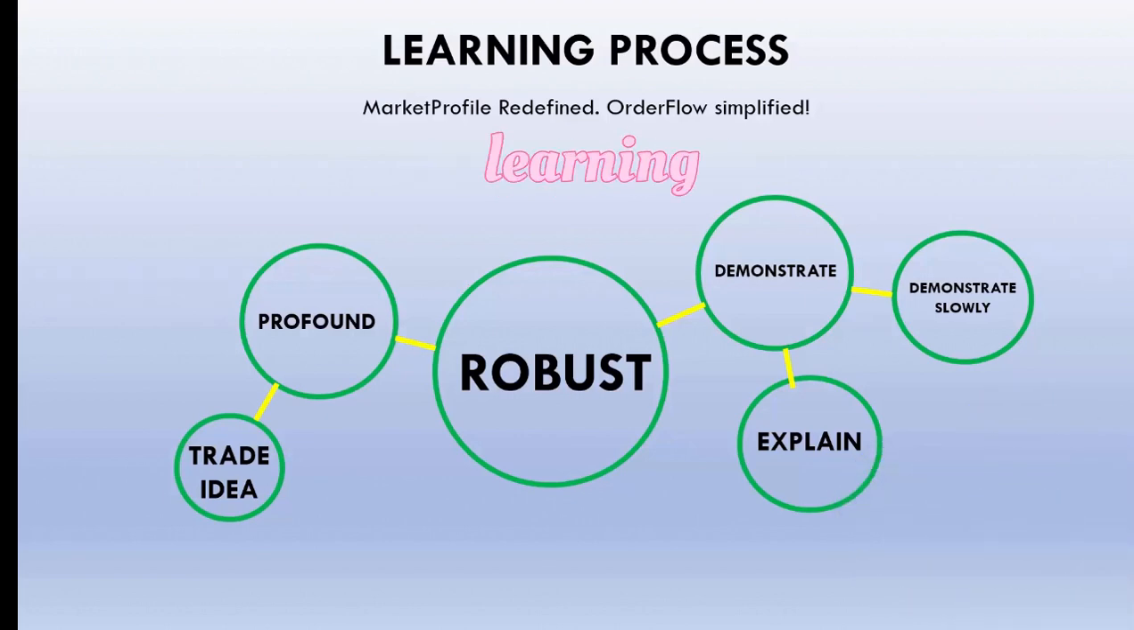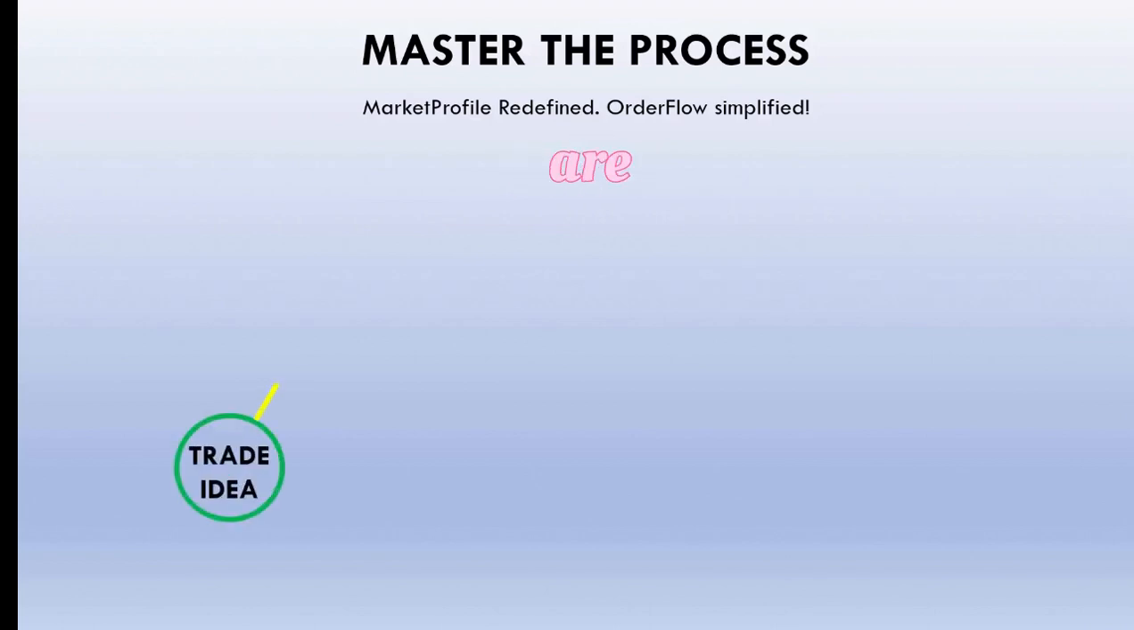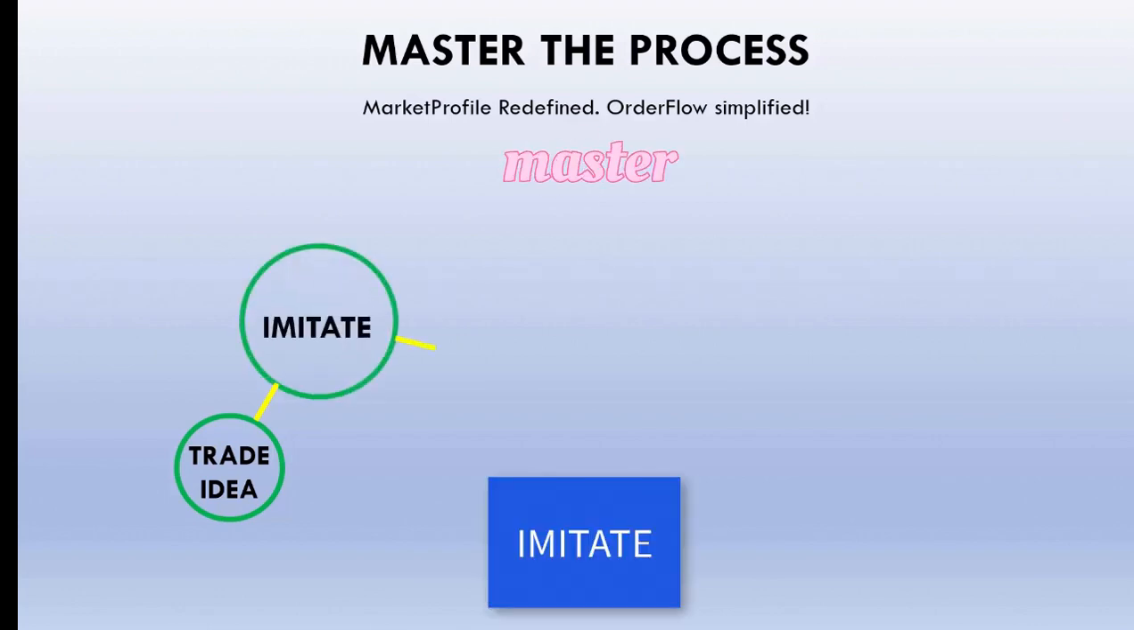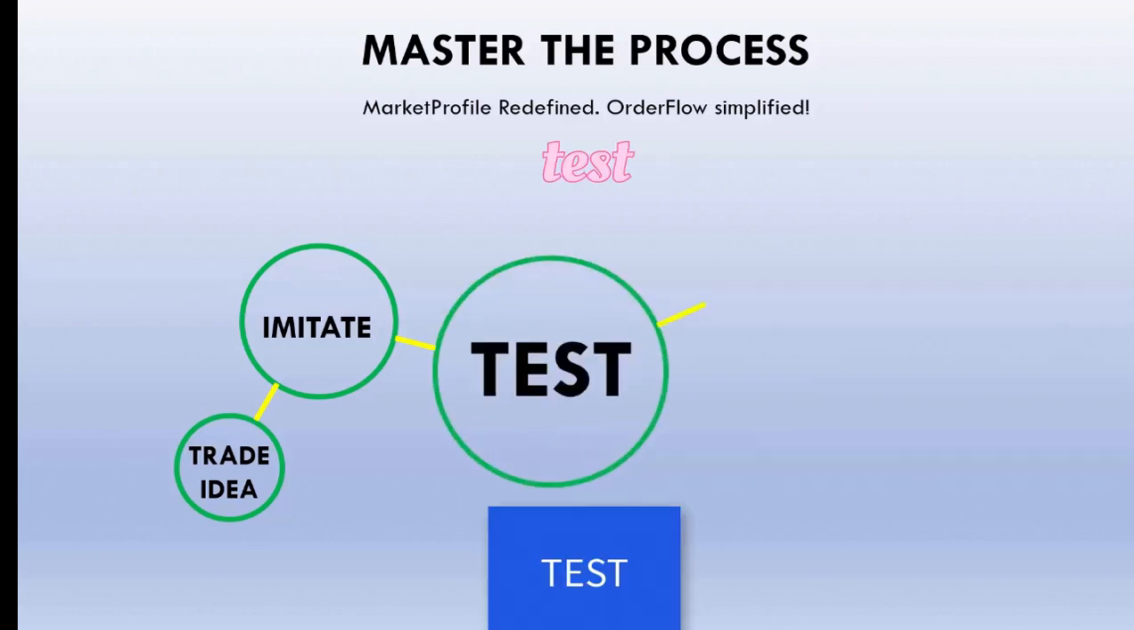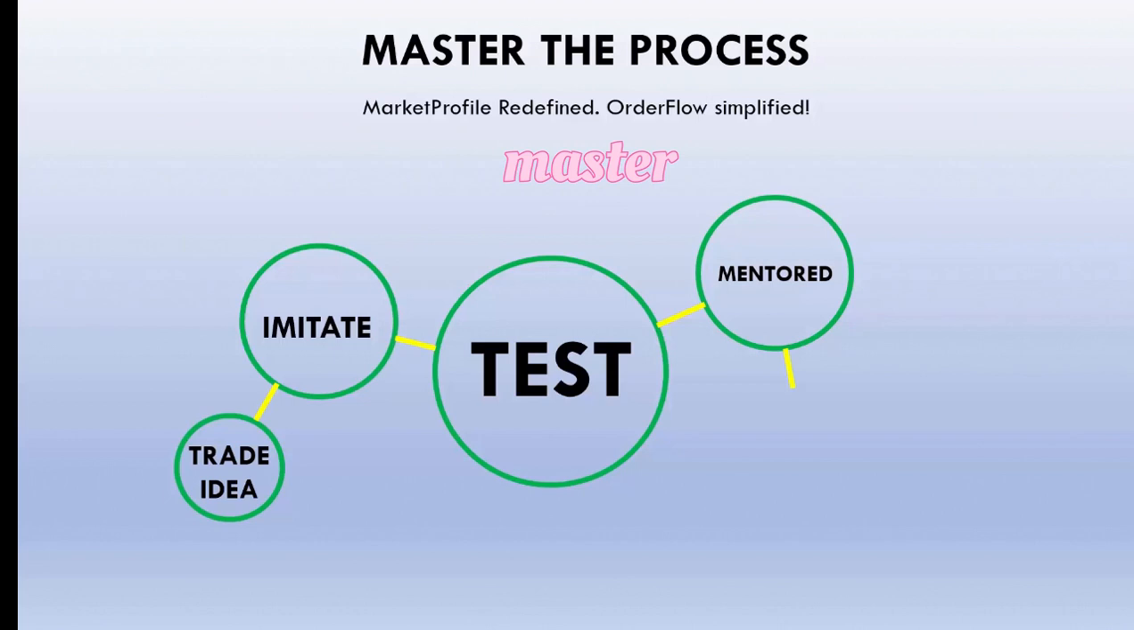Now the process of learning is slightly different from what we call mastering the process. If you want to master something, then you need to get very good at it. So you have that same trade idea. What you do next to master it is you imitate it. And once you can imitate it, you test it in a live situation, of course with real money. When you're testing it, you have to be in a position to be mentored about it. This is about how you master the process.